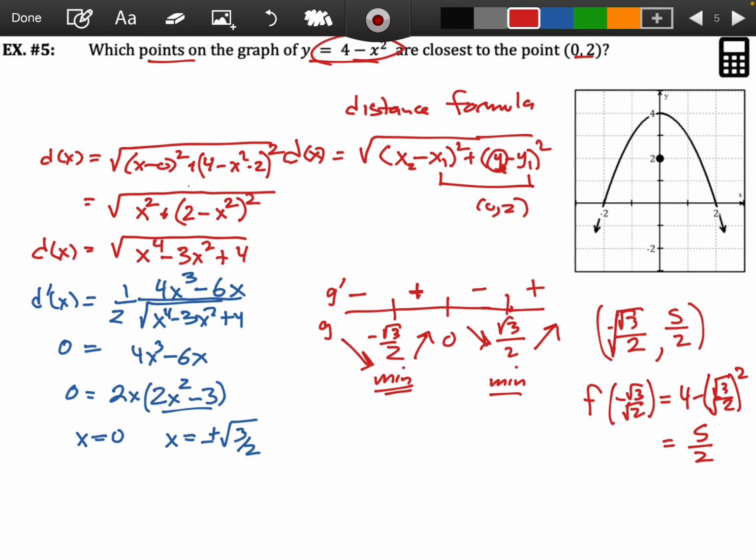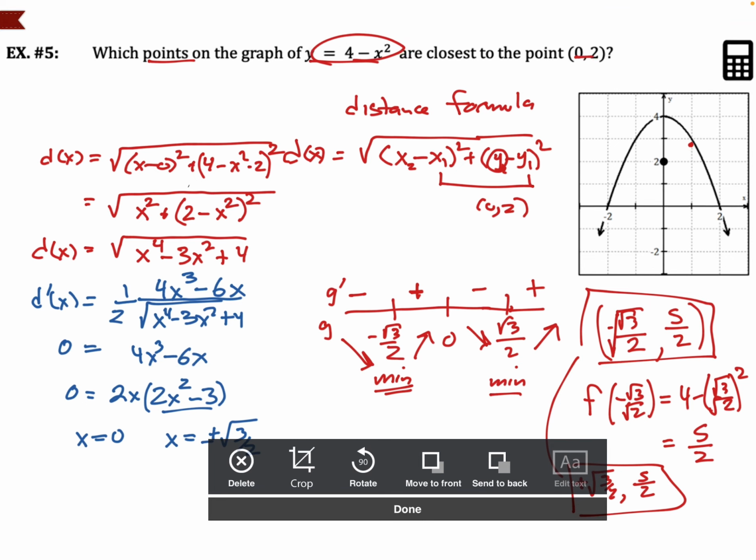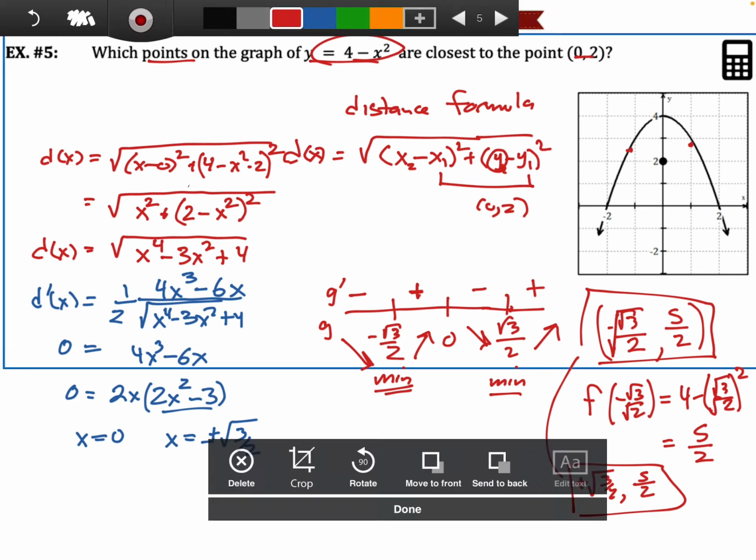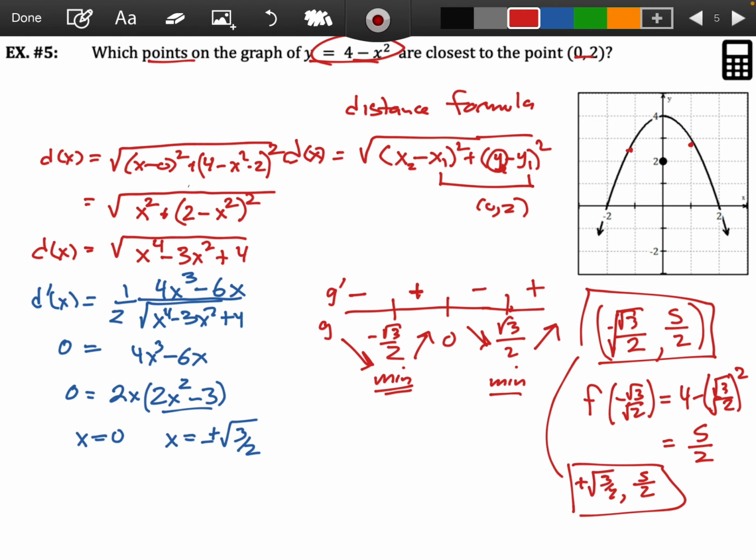And you're going to get the other point, because it's symmetrical, it's going to be the same one, but this one's going to be on the positive side, okay? And it also renders 5/2. So there you go. That's your answer. It's going to be that point somewhere right there, and it's going to be that point somewhere right there as well, okay? Where the graph is 2.5, and those should be the same distance, and it happens right there, right? That's going to be your minimum values.